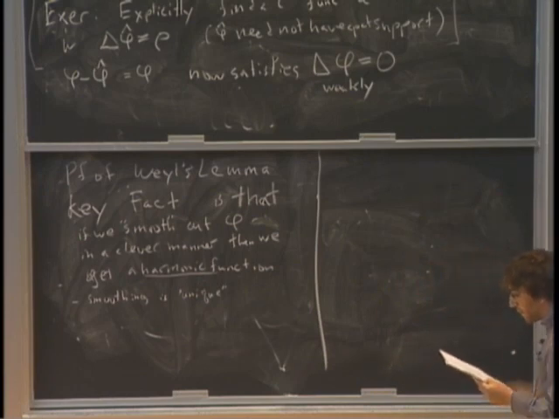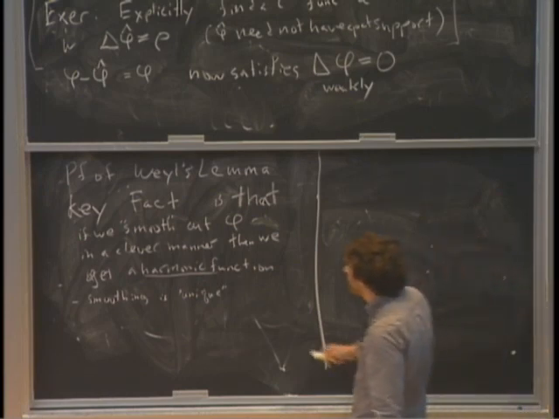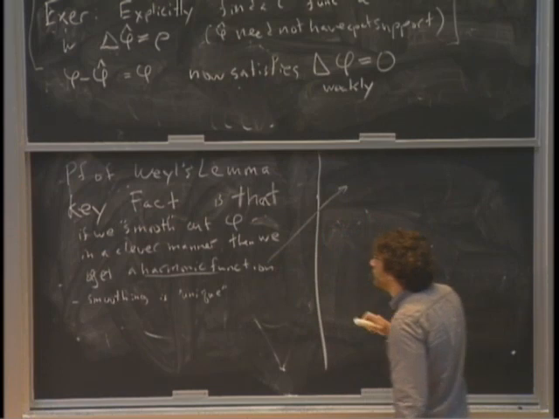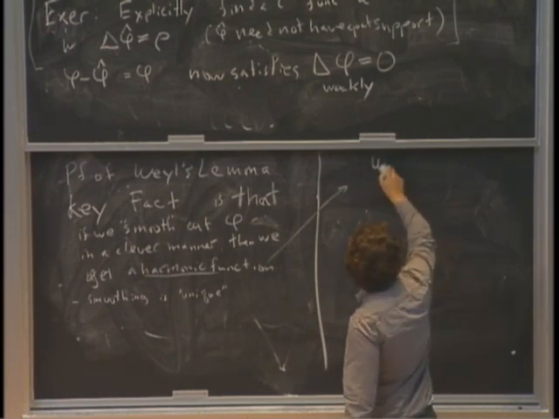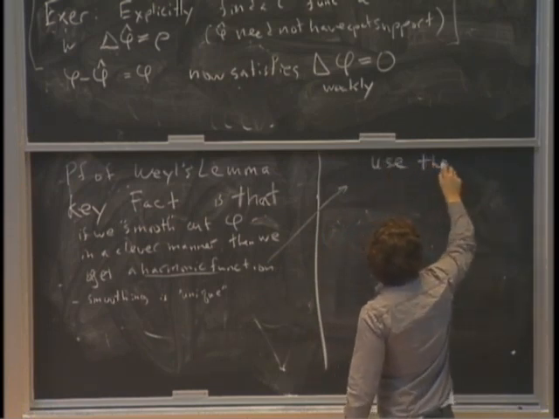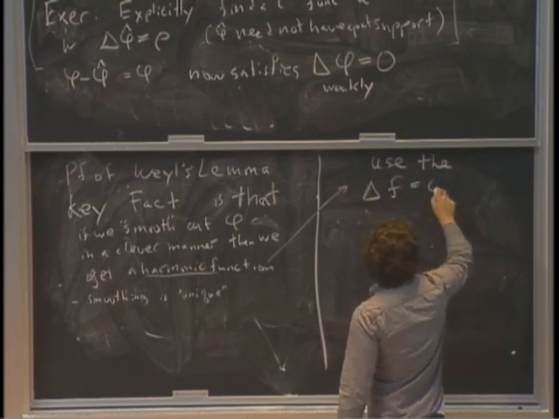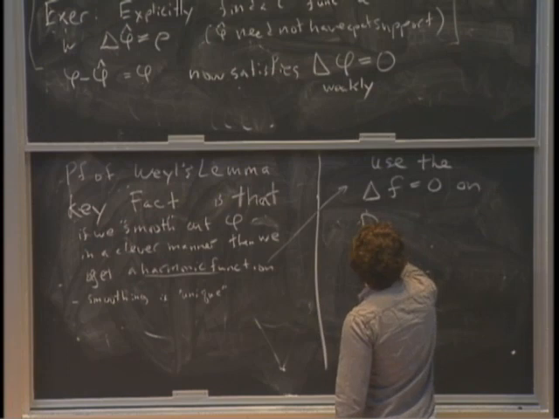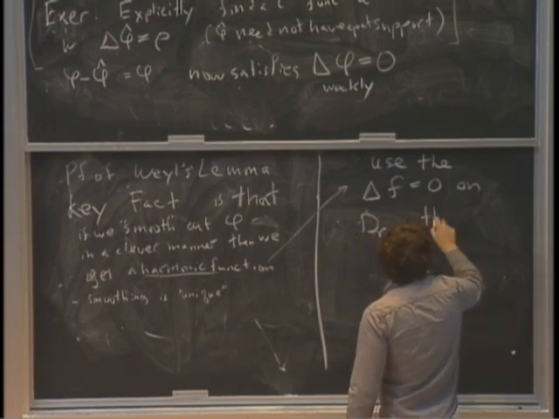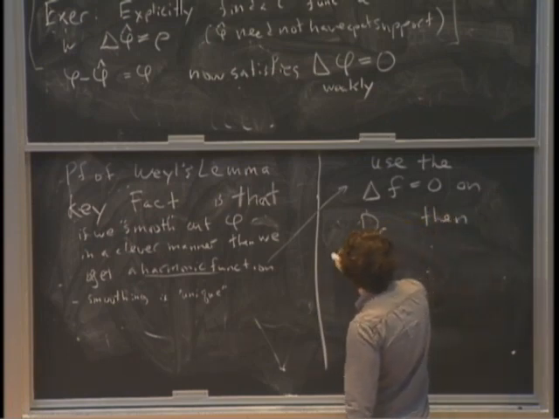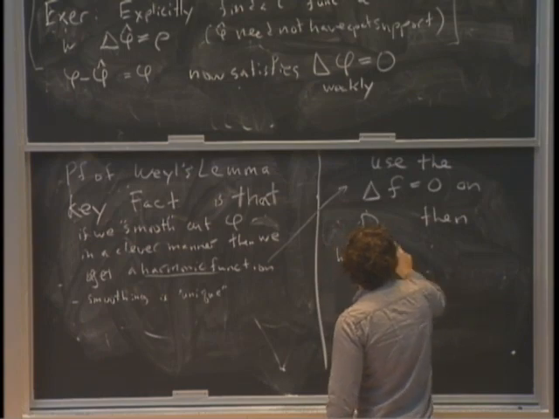Right. So what is the key property of smooth harmonic functions which we're going to use? We're going to use the fact that if the Laplacian of a function f is equal to 0 on, say, the R disk, then we have the mean value property.